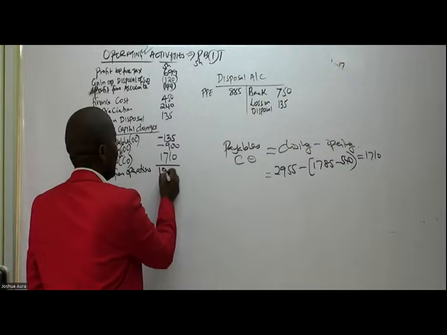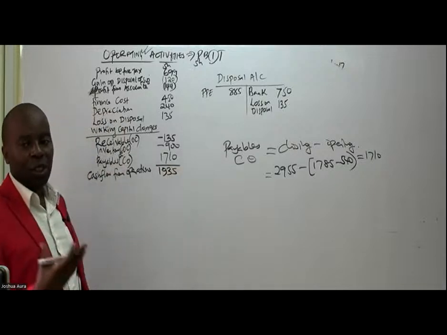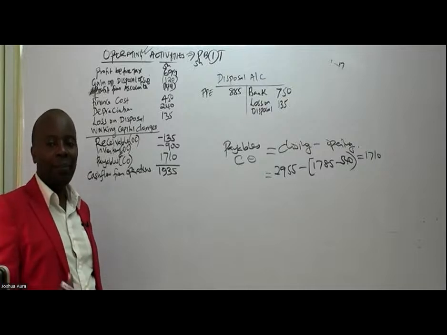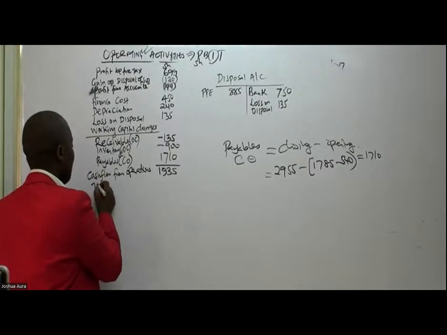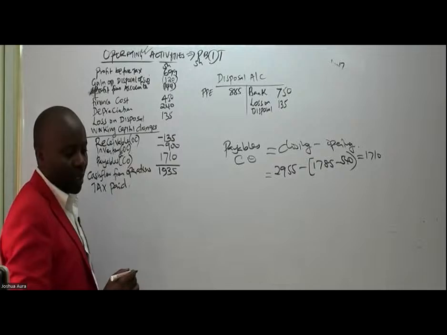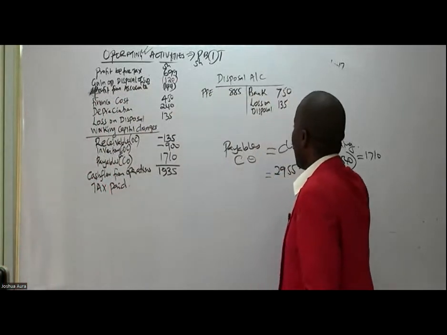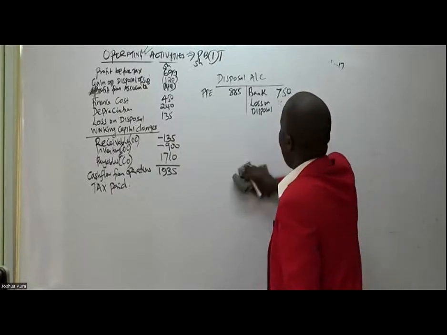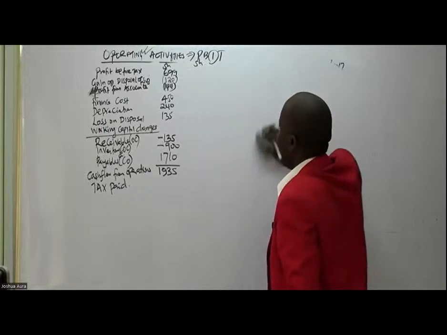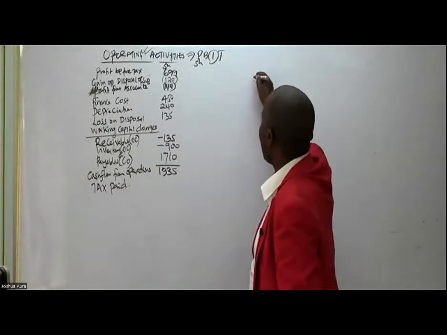So this is 1935. Out of our operations, we shall go straight ahead and pay taxes. So tax paid. Please do a working for the tax paid. The tax paid is quite an easy one. But remember, for tax paid, combine deferred tax and what here? Current tax, very important.